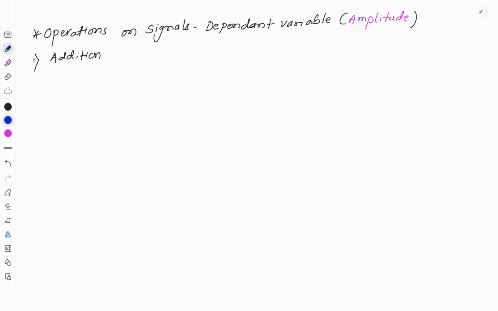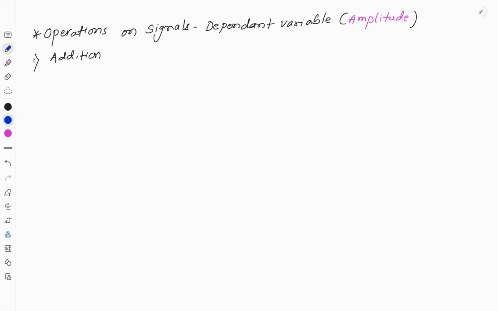In this video, we are going to study operations on signals on the dependent variable, which is amplitude. Amplitude depends on the time parameter. So here we are going to study different operations that can be performed on the amplitude of a signal. The first operation is addition. So now we'll go with the representation of this operation.